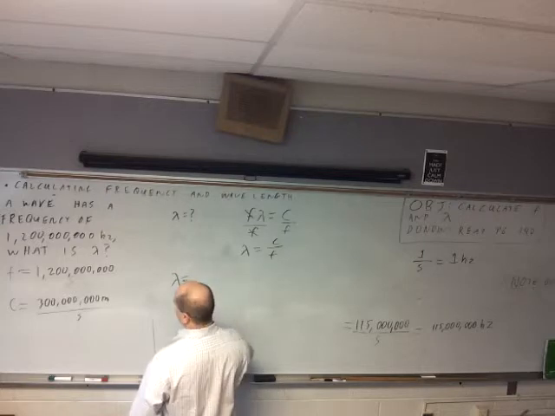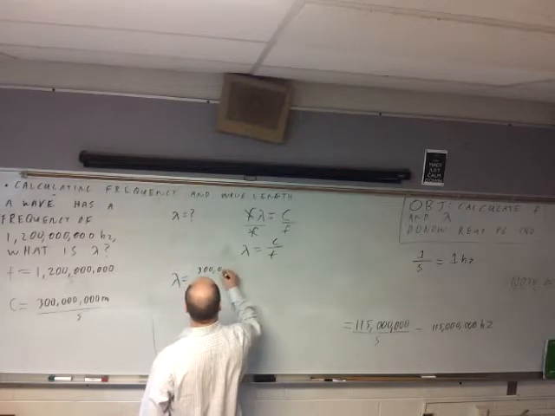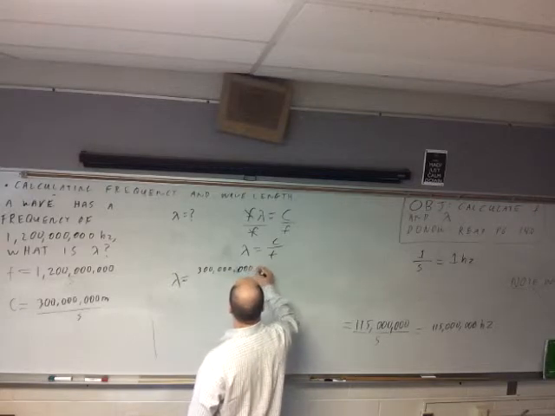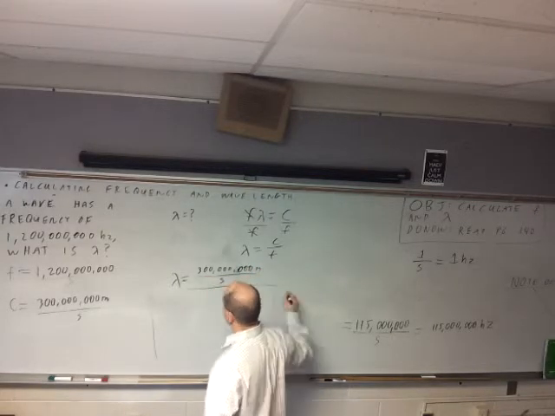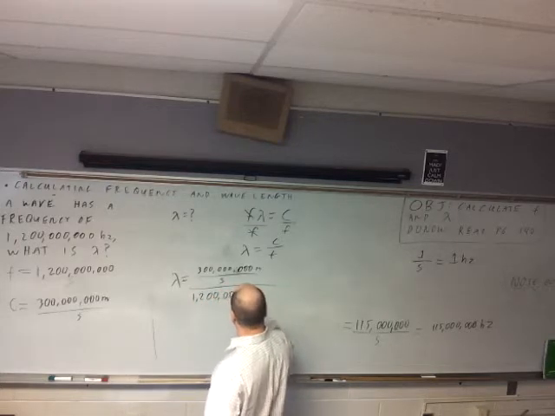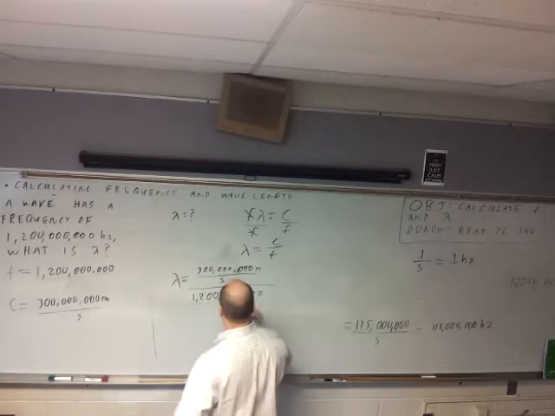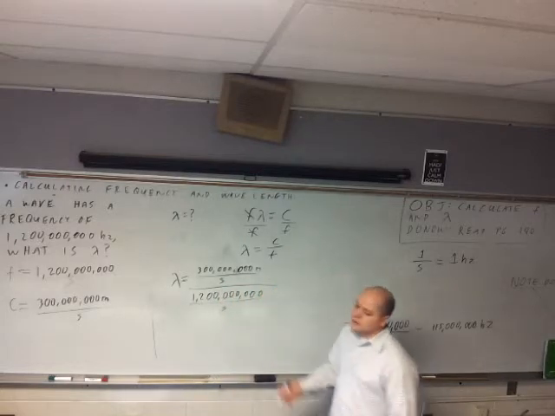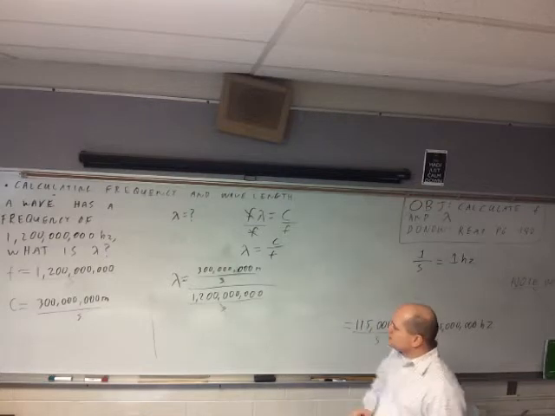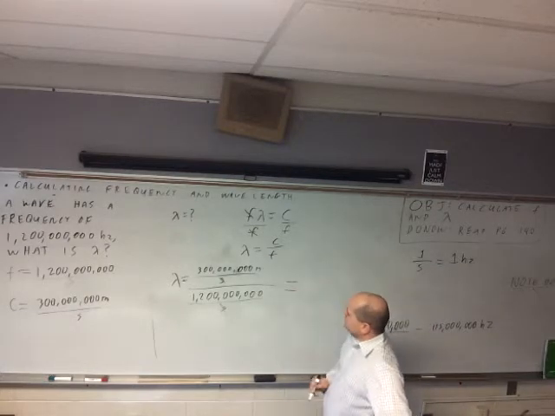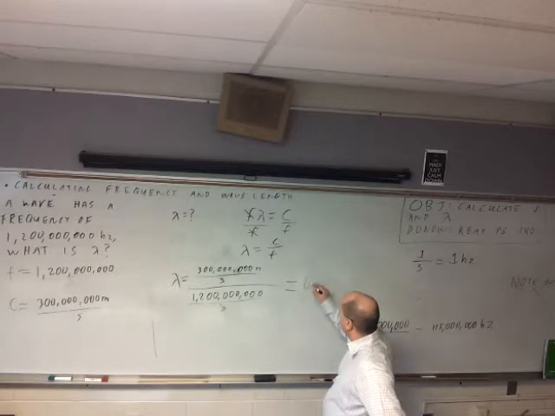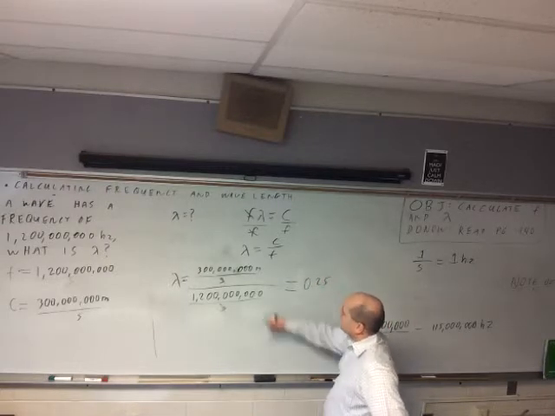So lambda equals 300 million meters per second divided by 1.2 billion per second. Which means cycles per second, and waves per second. So the per second is on top and bottom, that cancels. So our answer is going to be in meters. 3 divided by 12 is 0.25, right? There's just a bunch of zeros.